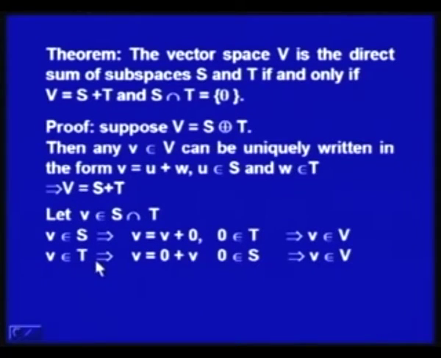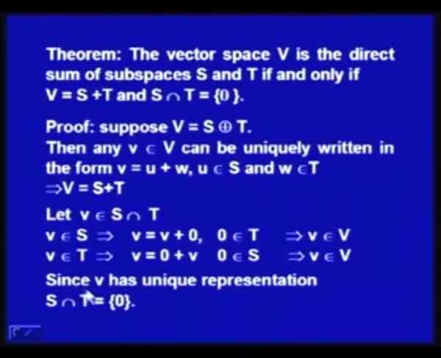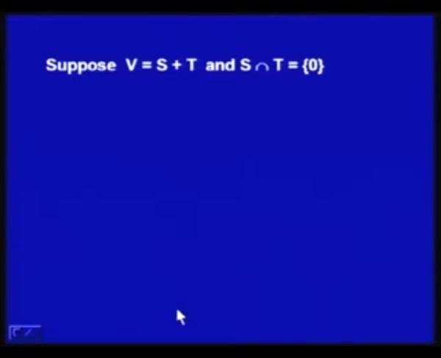Similarly, if v belongs to T, then we can write v is equal to 0 plus v, the null vector from the set S and v in T. So, this v will also belong to V. So, now we have two representations for the same vector in V. Now, this is possible only when S intersection T is equal to 0. Since v has a unique representation, this has to be 0. Otherwise, we will have two different representations against our assumption that it is a direct sum. So, S intersection T has to be the null vector.